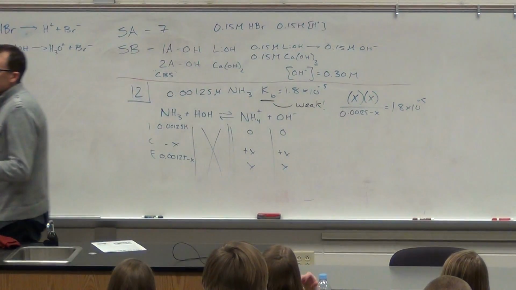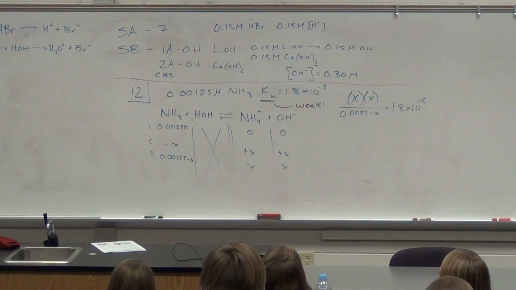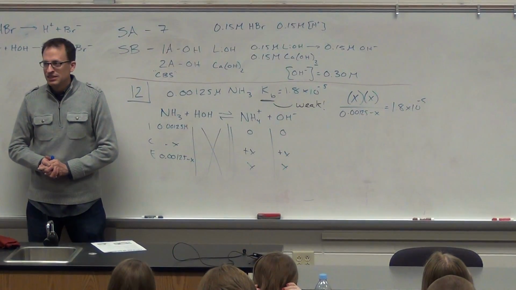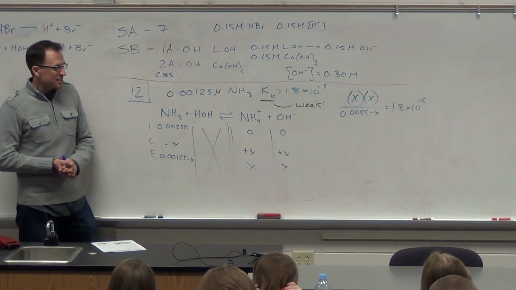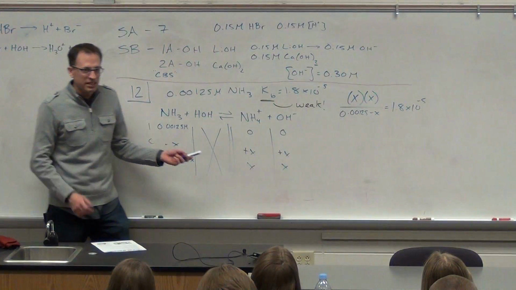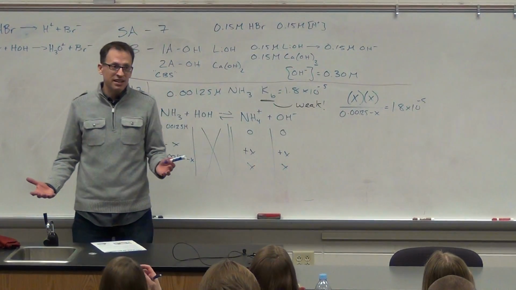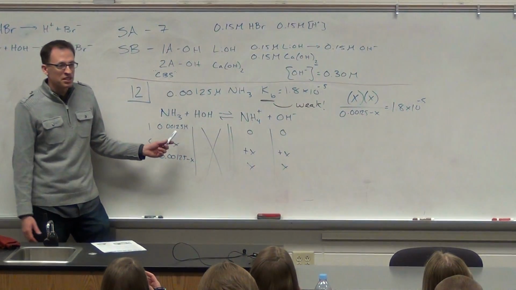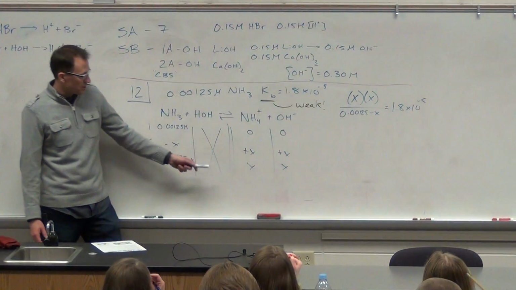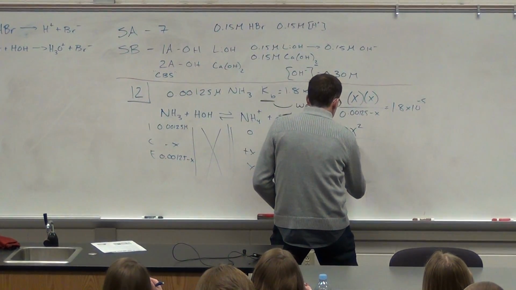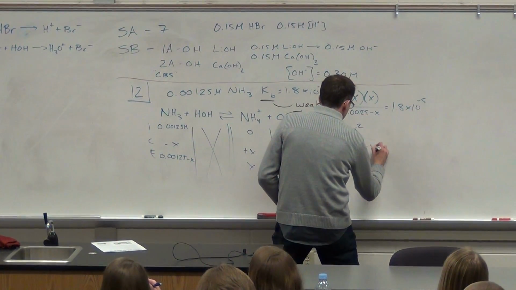Almost every weak acid, weak base problem will give you an initial amount and that's it, and it'll say, what's the pH? Please note, it's the same format every single time. It's going to be x squared over the initial minus x. Every time they give you an initial amount and that's it, the result will simply be x squared over the initial minus x.